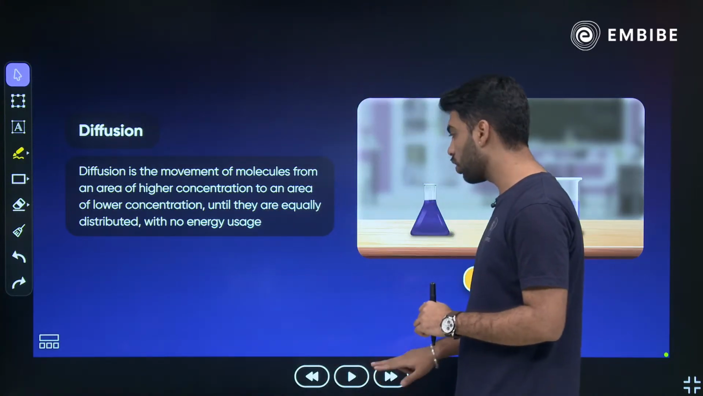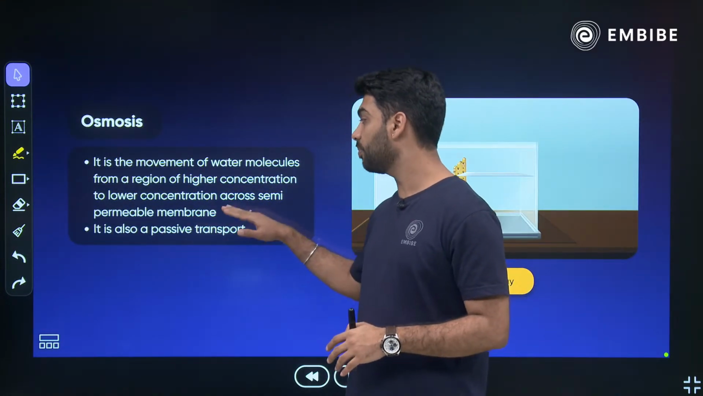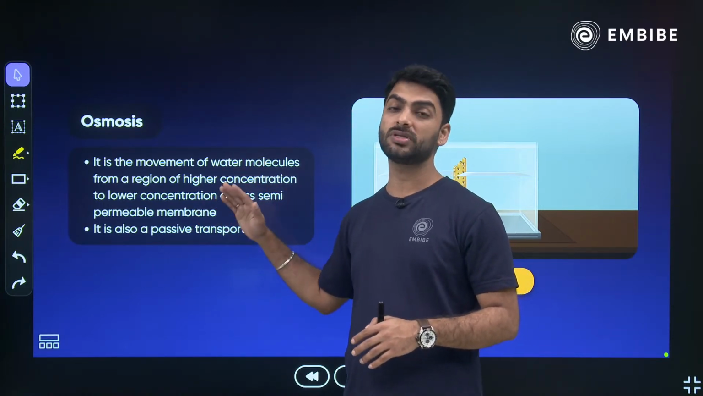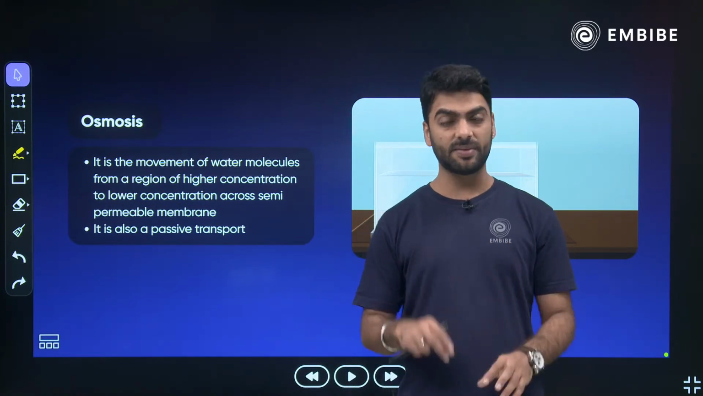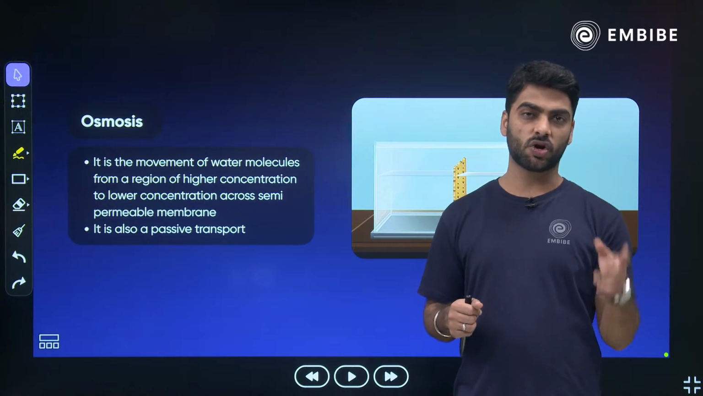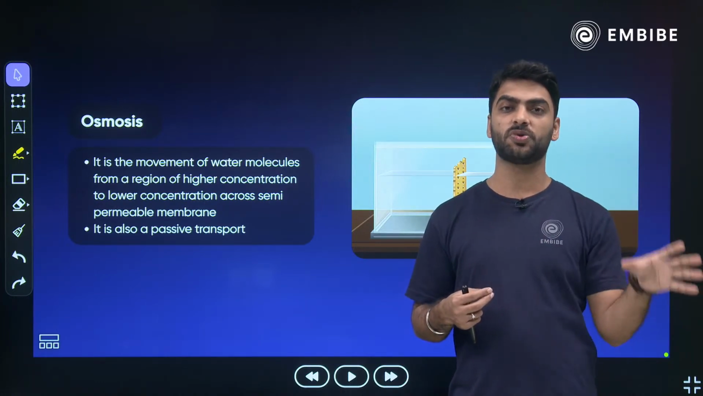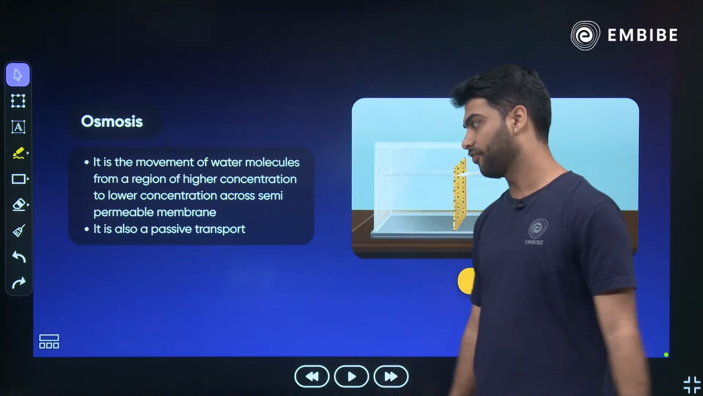But when you talk about osmosis, it is also from higher to lower concentration but across a semi-permeable membrane. It is very important that you know semi-permeable membrane. Few months back I had done a short on the same channel on diffusion versus osmosis. Please watch that short. It is a 1-minute video where I have explained the difference between osmosis and diffusion. So please try and watch it. It will be really helpful.